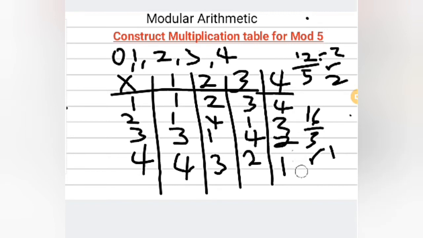Now, looking at this, you will see that the highest digit you have here is what? 4. So that is one of the rules of what? The modular arithmetic.